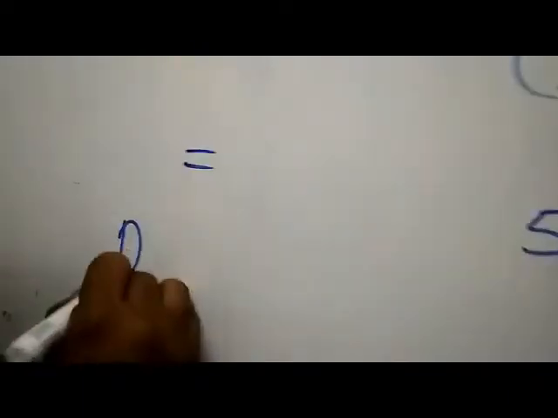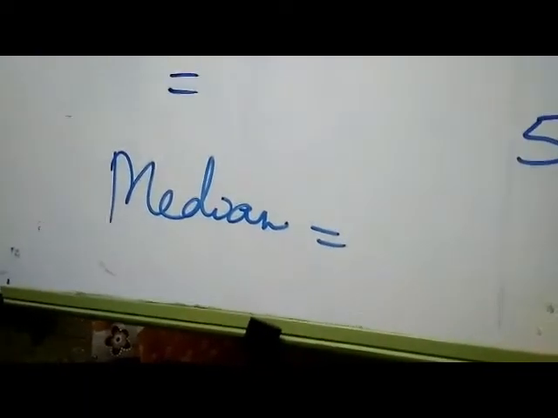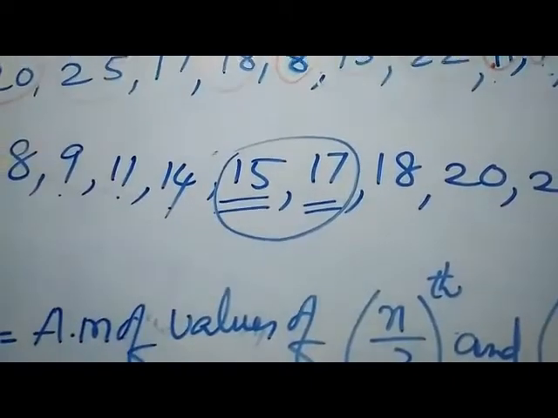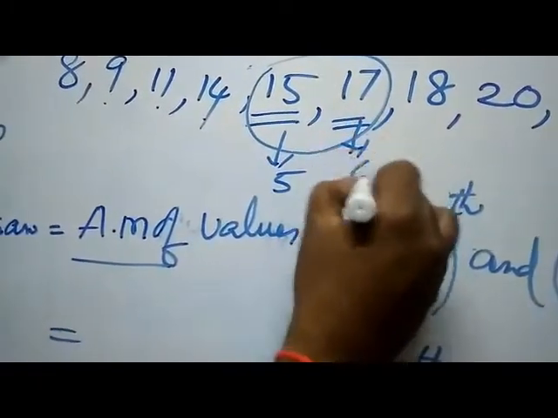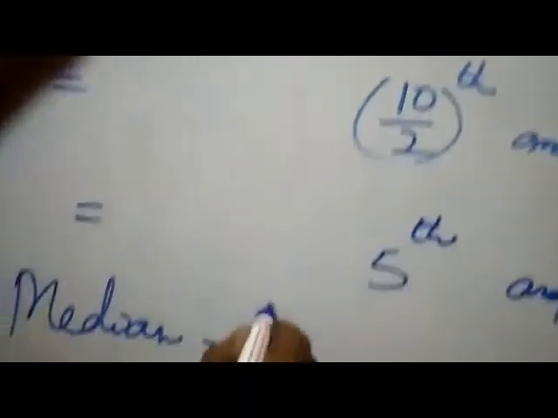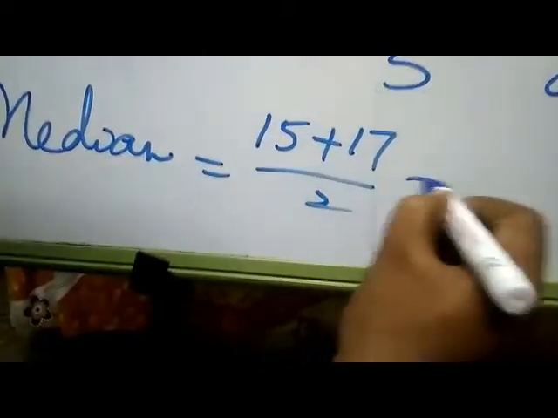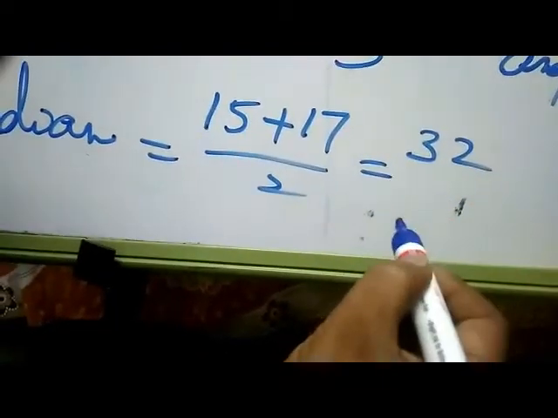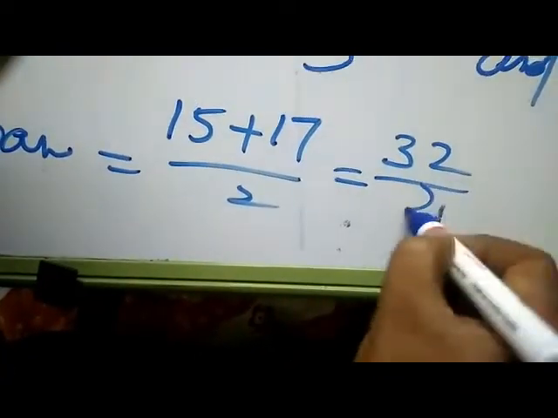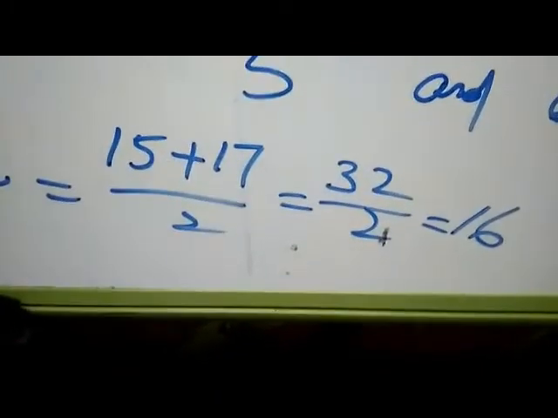So therefore, median is equal to the average, or arithmetic mean, of these two, 5th and 6th observations. 5th observation is 15 and the 6th observation is 17. That's why median is equal to 15 plus 17 by 2. That is nothing but 32 by 2, which is equal to 16. This is the median.